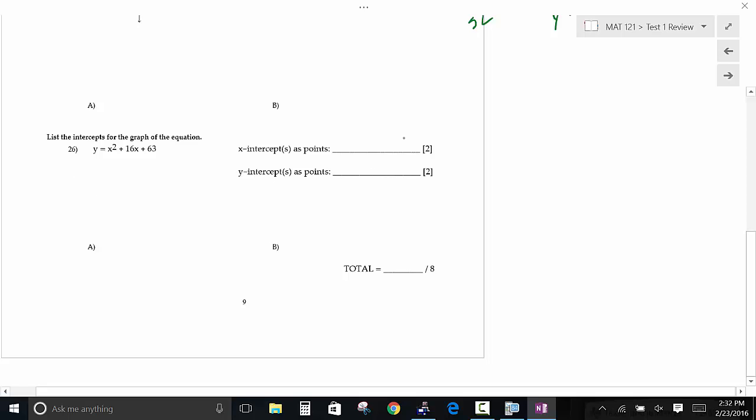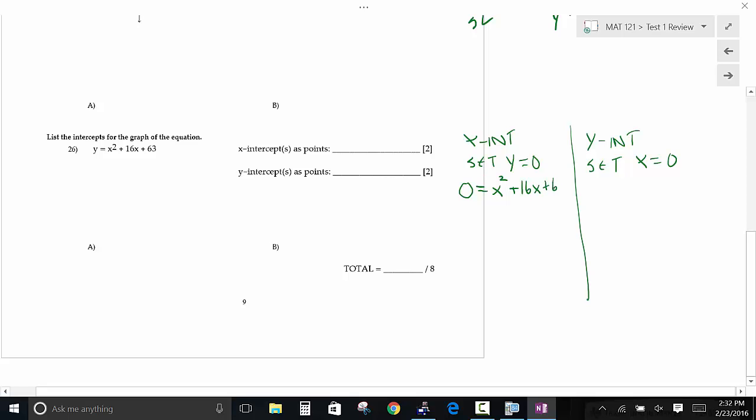So in general, anytime that you find an x-intercept, what you want to do is set y equal to 0. And then anytime you find a y-intercept, you want to set x equal to 0, like that, okay? So it's just the opposite variable. So let's find the x-intercept. So you go here, replace y with 0, so we're going to have 0 equals x squared plus 16x plus 63, okay? How do you solve this equation?